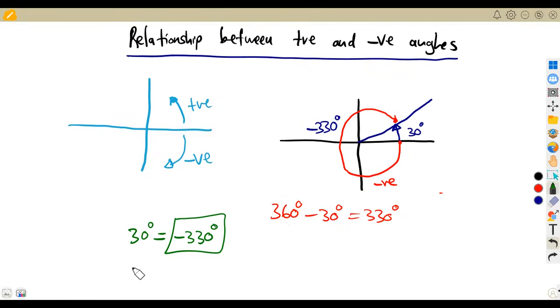Let us just say sine of 30. We are simply saying the sine of 30 degrees will be equal to the sine of minus 330 degrees. If you use your calculator, you're going to obtain the same answers there. These two are very, very equal. All right, so I'm not going to talk much about this.